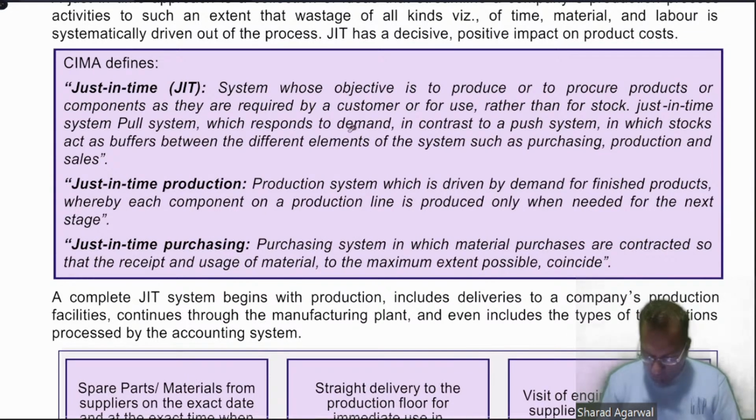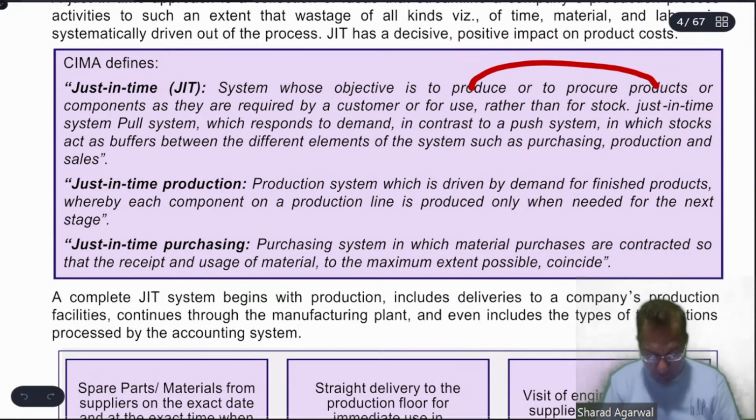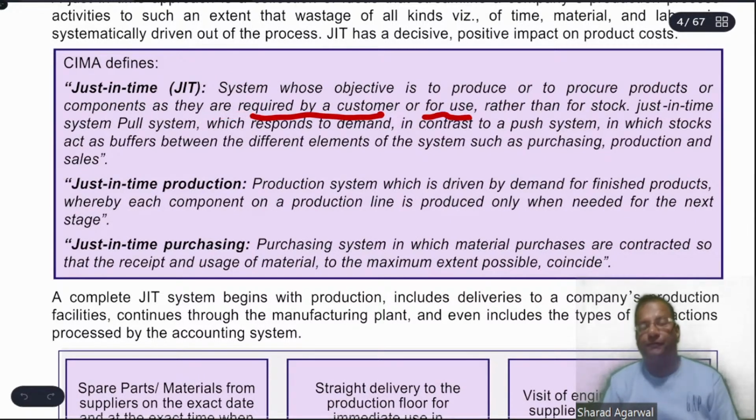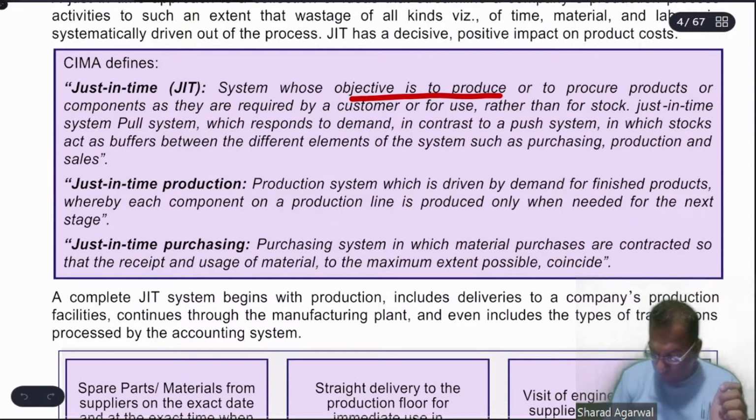Okay, so the system objective is to produce or to procure. Produce is being used for the word product. Procure is being used for the word component if they are required by a customer or for use. So see beta, read it this way, read along with me, only as much as I speak. Objective is to produce product, I underline it. You only have to read whatever I am underlining.